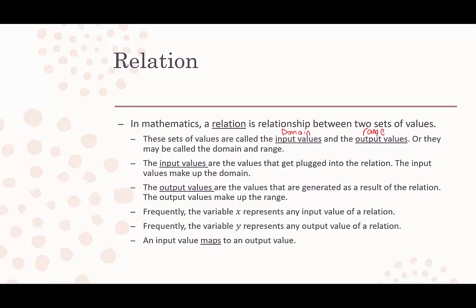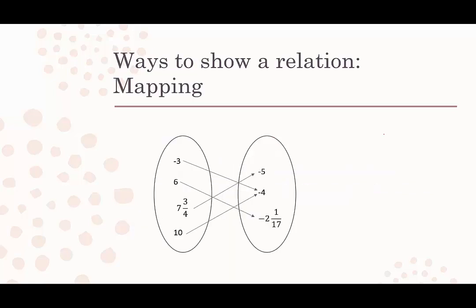And that brings us to different ways that we can express relations in mathematics, the first one of which is called a mapping. So with the mapping, we have two ovals and we have arrows connecting the input to the output. So we see here -3 is mapping to -4. 6 maps to -2 and 1/17. 7 3/4 maps to -5, and 10 maps to -4.